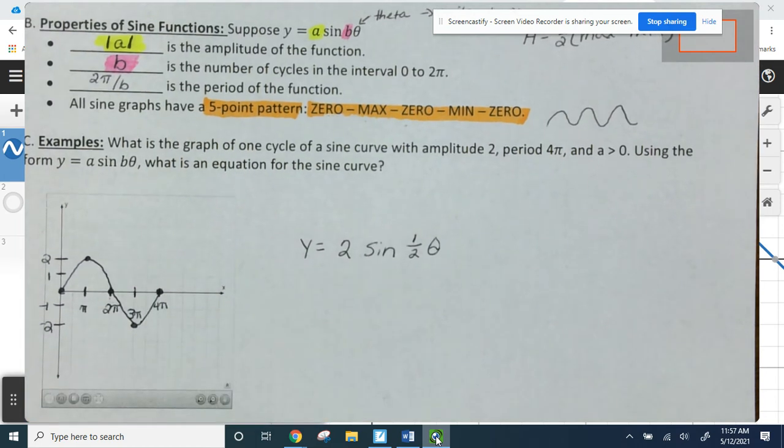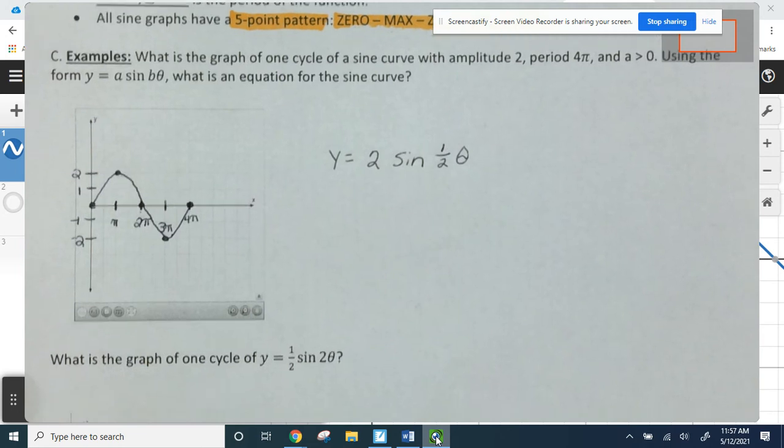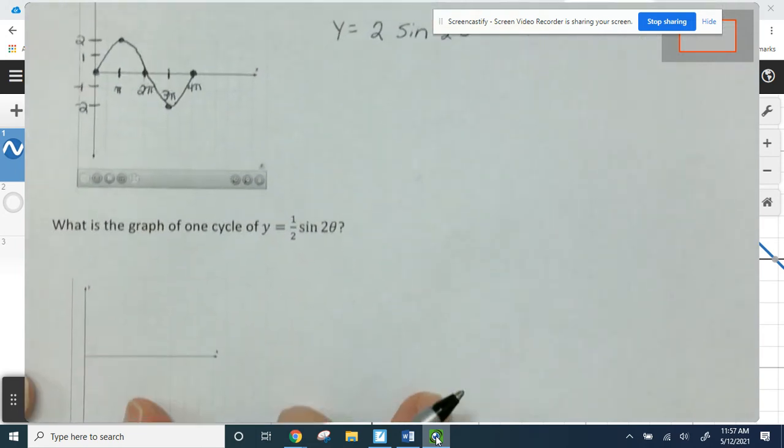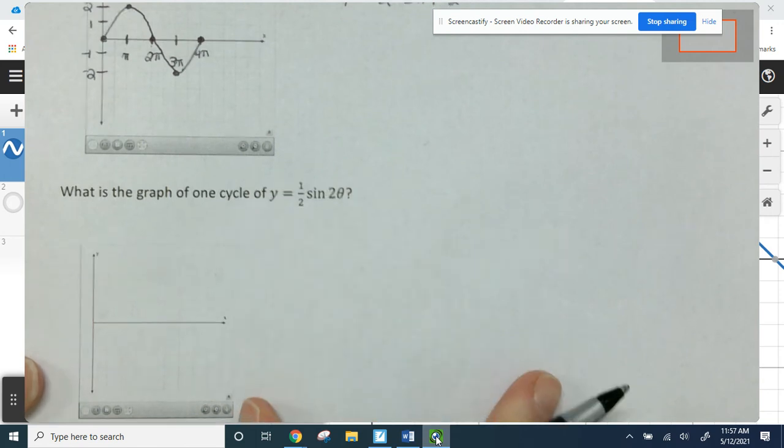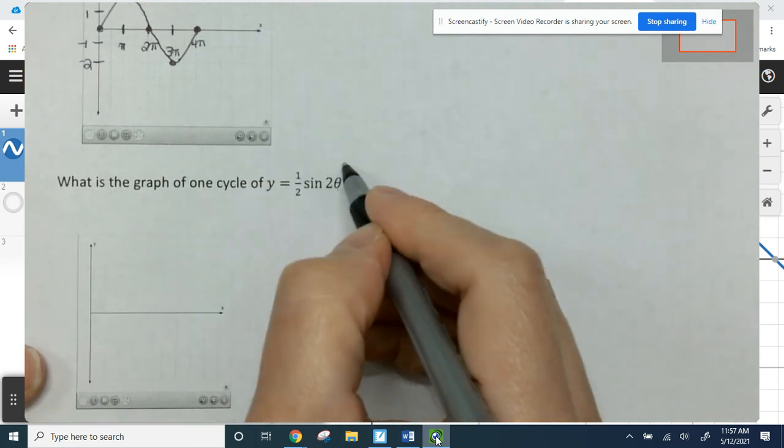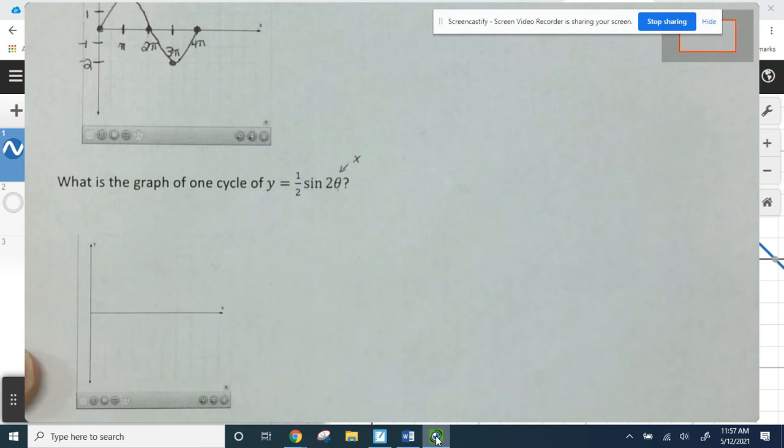Okay? Right, now I would like for you to pause the video. I have given you the graph 1/2 sine 2 theta. And you're going to replace theta with x. Remember, when you key it into Desmos, replace that theta with x. But I want you to go key that in, pause the video, and then come back and let's see how you did.